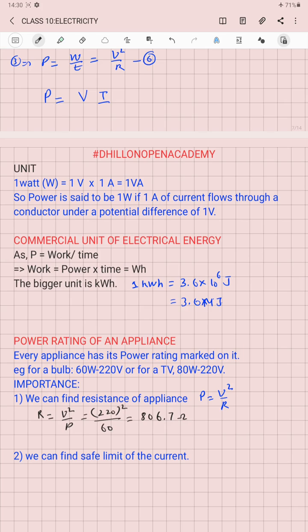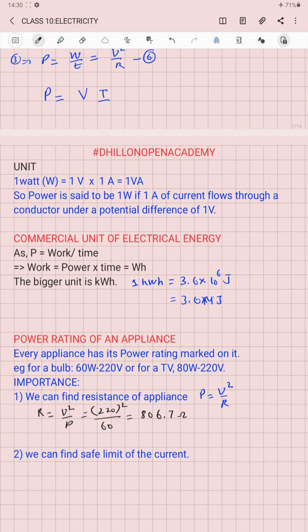This is the resistance of the filament of the bulb when the bulb is not working. Normally we call this resistance the cold resistance. That means when the bulb is not working, the filament is cold at room temperature. But when the same bulb is switched on and operating, it produces a lot of heat energy, and we already know the resistance of a material rises with temperature. So when the bulb is operating, the resistance of the filament will be greater than this value, that is 806.7 ohm.